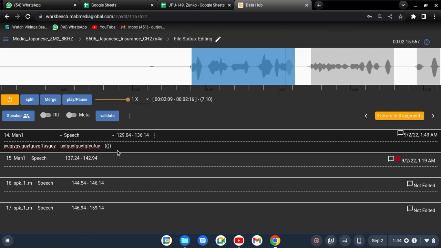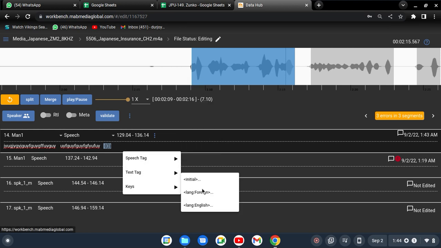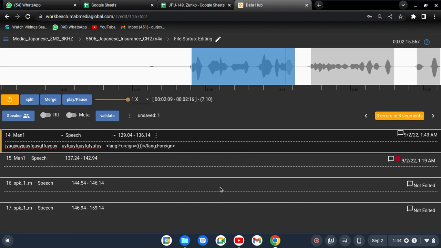For that you can mark the double brackets, first bracket 2 times, second bracket 2 times. After that, select this thing, release your mouse, the text tag appears, go to the foreign tag, mark as a foreign tag.